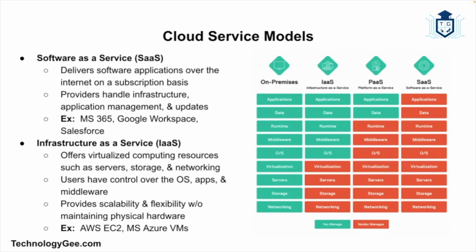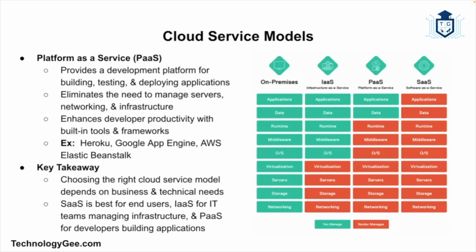Then there's infrastructure as a service. This offers virtualized computing resources such as servers, storage, and networking. And the users have control over the operating systems, applications, and middleware. And examples of this would be AWS EC2 and Microsoft Azure virtual machines.